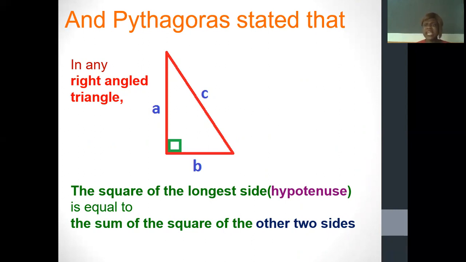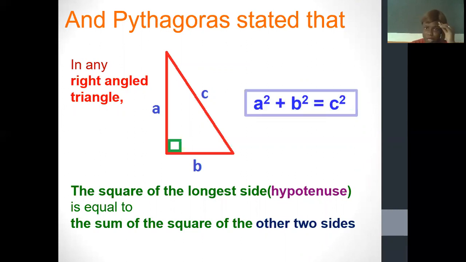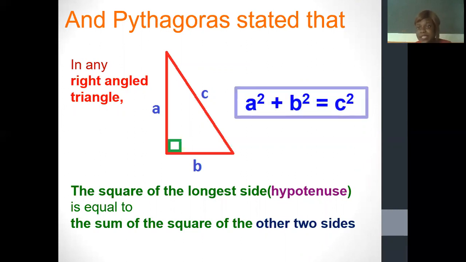He noticed that the square of the longest side, which is called the hypotenuse, is equal to the sum of the squares of the adjacent sides. So we can write that as a squared plus b squared equals c squared. This is just for the triangle ABC. You can have another triangle XYZ, any letters you want. In mathematics we love letters. So that was the theorem that Pythagoras stated, and it was named after him.